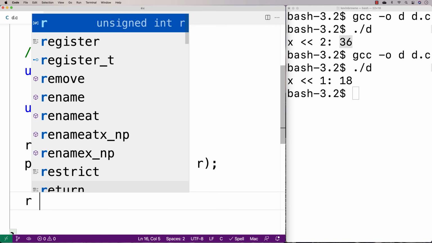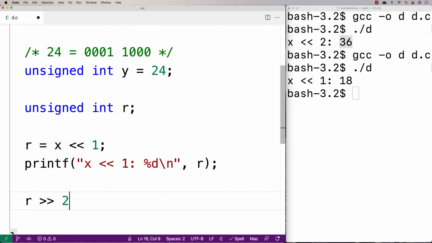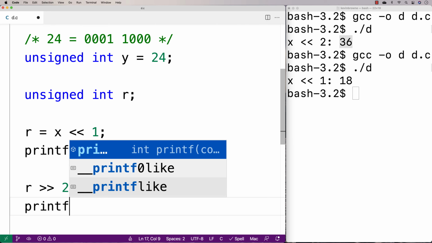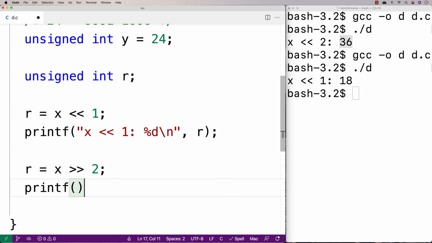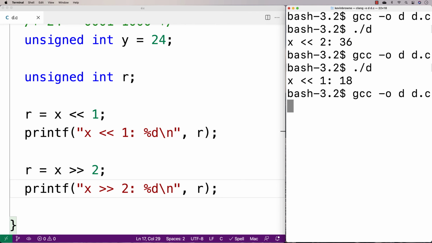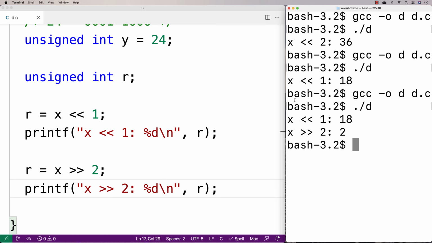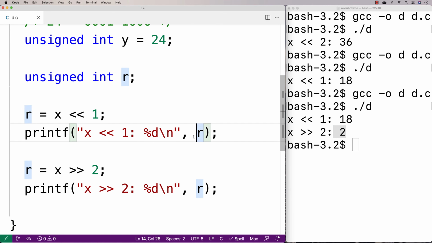We'll say R shift right 2. And then we'll printf the result here. We'll say R is equal to X shift right 2. And then we'll printf X shift right 2, and we'll output the result here. Let's see what we get this time. So recompile it and run it, and we get 2. So what's going on there?